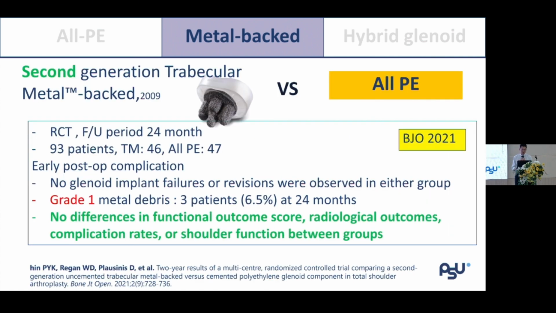Another RCT in 2021 compared the second-generation trabecular metal glenoid with the RPE glenoid over 2 years. There was no implant failure or revision in either group.